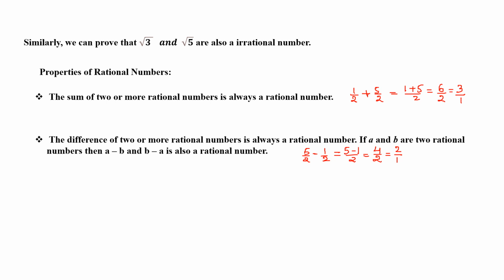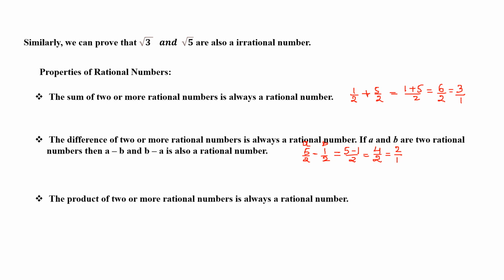Now in any way you subtract, either you do a minus b, if you take a as 5 by 2 and b as 1 by 2, either you subtract a minus b or b minus a, in both ways the result which you will get will be a rational number.